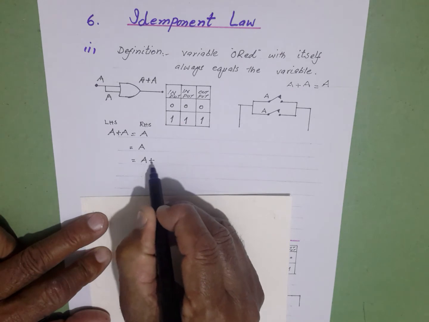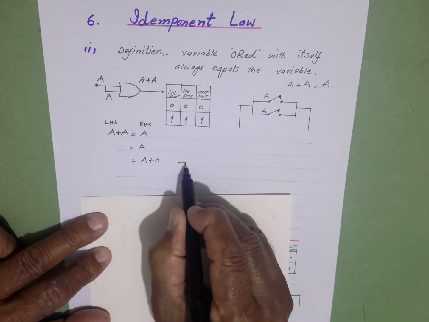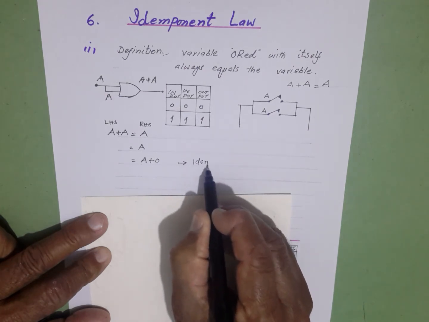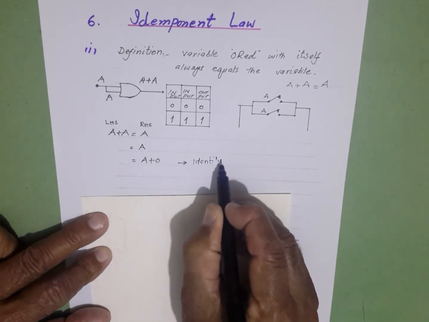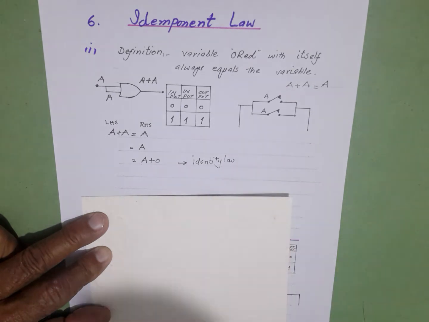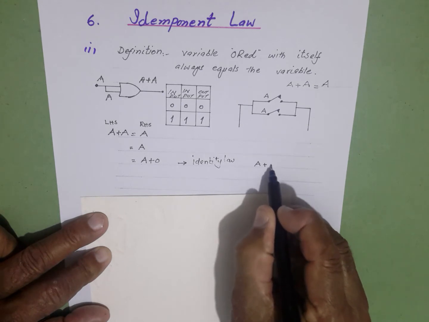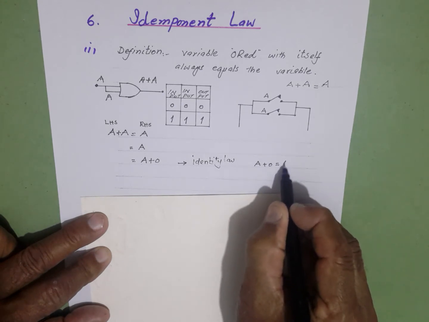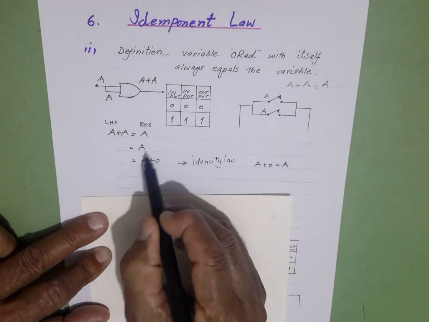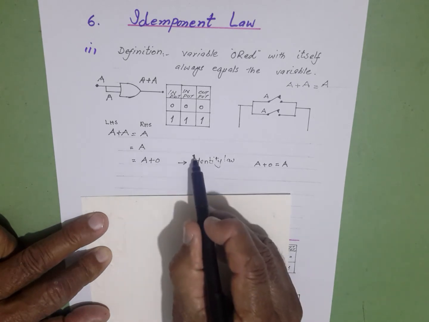A plus 0. This is nothing but identity law. What is identity law? Identity law is A plus 0 is equal to A. In place of A, we can write A plus 0. This is nothing but identity law.